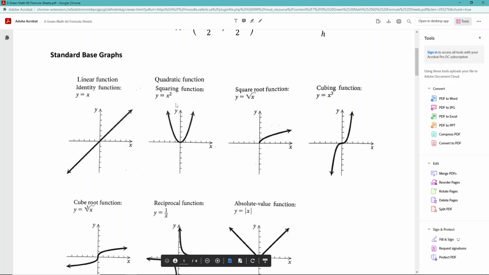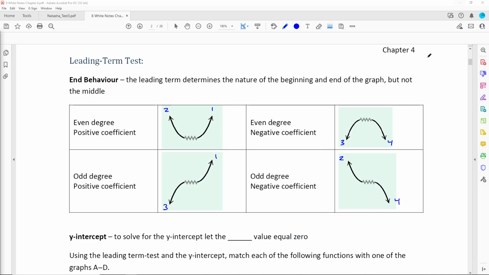Same thing with your y equals x squared graph. So this is your basic even graph. Starts in quadrant 2, ends in quadrant 1. If I put a negative in front, you'd have a reflection of the y values over the x-axis, and it would start in quadrant 3 and end in quadrant 4. Okay, so not something to memorize.